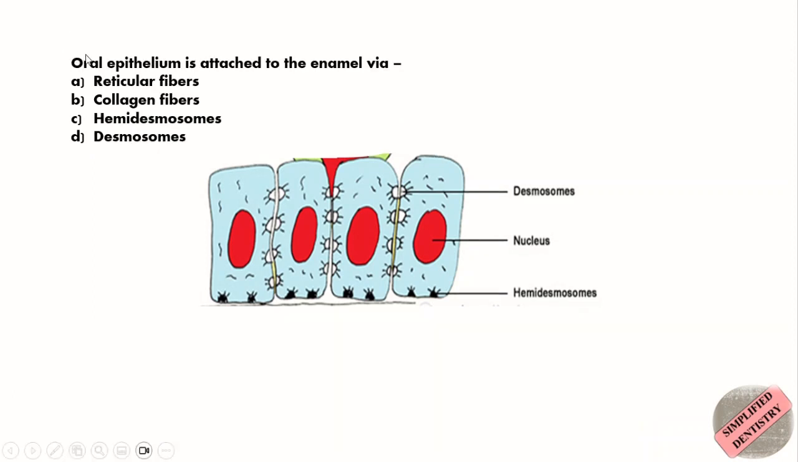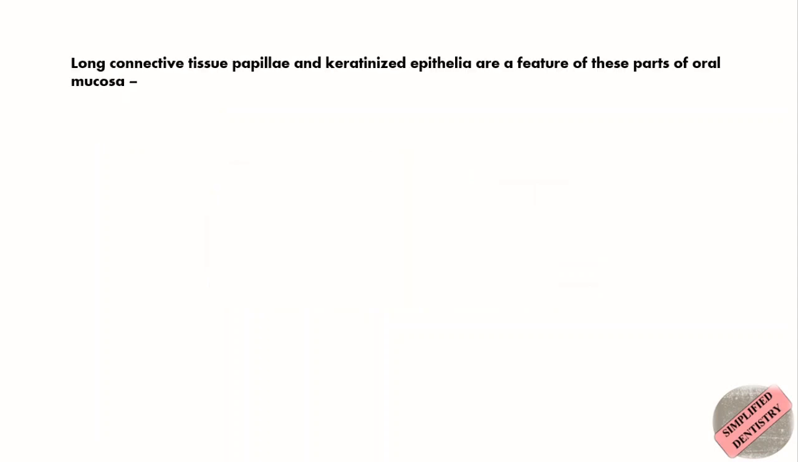Next question is also same, that the oral epithelium is attached to enamel via option A reticular fibers, option B collagen fibers, option C hemidesmosomes, and option D desmosomes. So the answer will be option C, hemidesmosomes. Oral epithelium is attached to the enamel via hemidesmosomes.